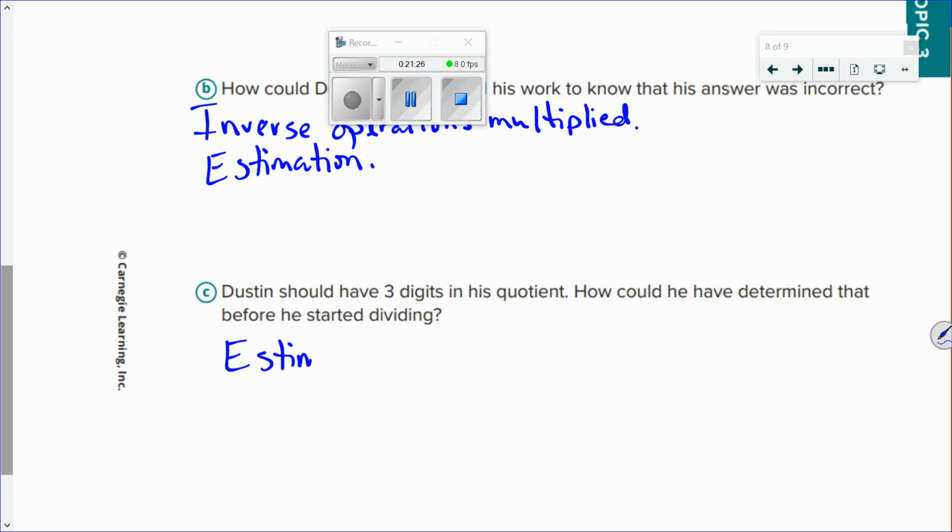Estimating. Remember, the whole purpose of estimating is to do the math easy to make sure your answer makes sense, that it's reasonable. Right, Liam? Questions on this page? Okay, let's go to our last page.